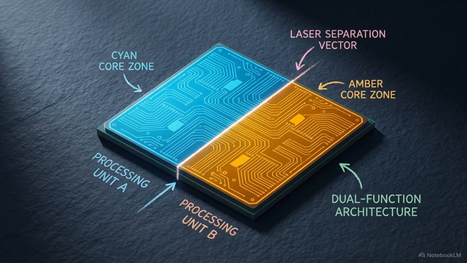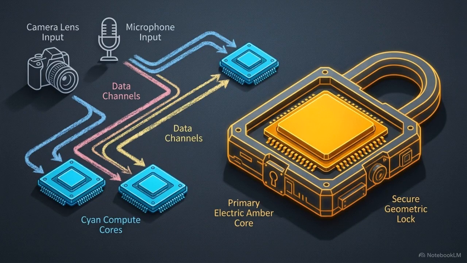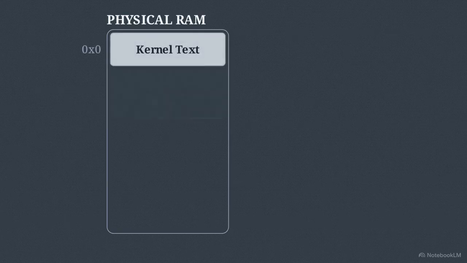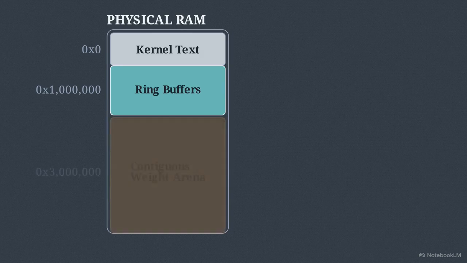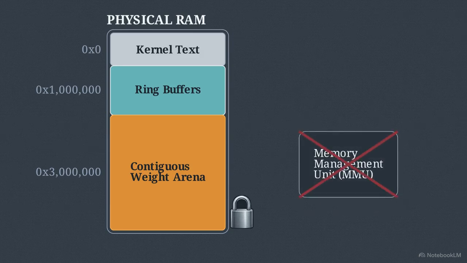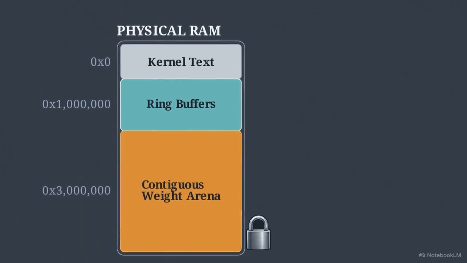To build this exokernel, the processor cores are divided using an asymmetric multiprocessing split. Specific cores are assigned to handle external device input, while the primary core is locked entirely in bare metal execution. This hexadecimal map shows how physical RAM is hard-coded. Kernel text is pinned to the 0x0 block, ring buffers to 0x1 million, and 0x3 million designates the contiguous weight arena. Locking the weights into one uninterrupted block completely bypasses the memory management unit, eliminating page faults.